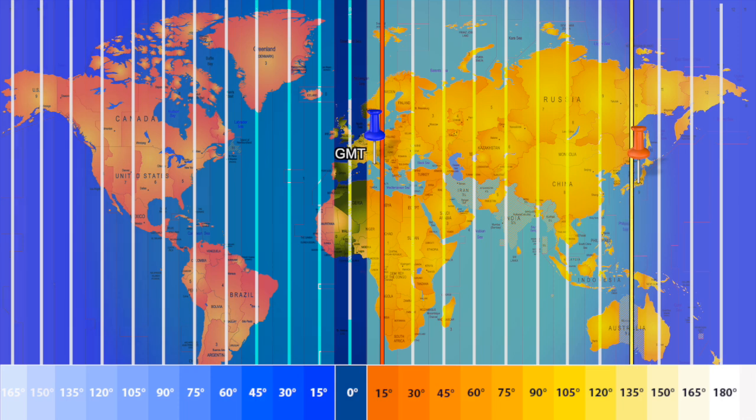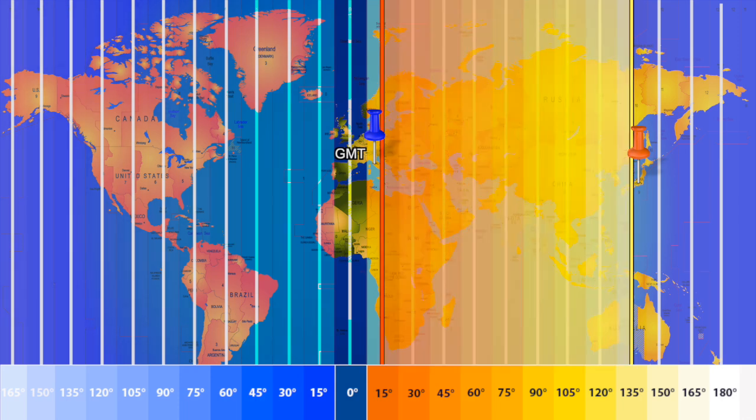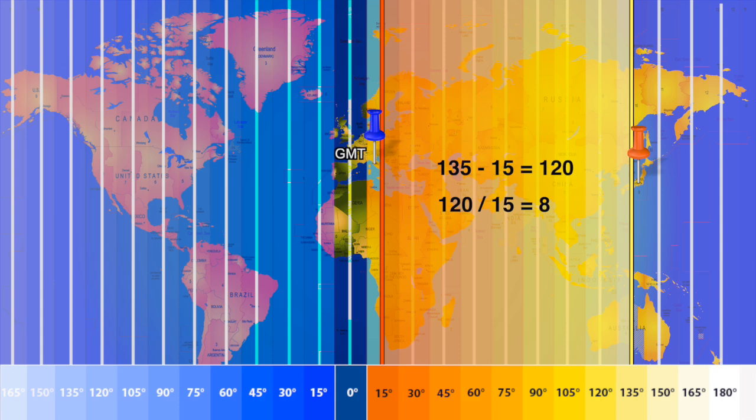We need to calculate the difference in longitudes, so we deduct here. 135 minus 15 equals 120. We know that each 15-degree longitude represents 1 hour in time, so we divide 120 by 15 to give us hours. 120 divided by 15 equals 8 hours. As Tokyo is in the Eastern Hemisphere, it is ahead of time, so Tokyo is 8 hours ahead of Rome.